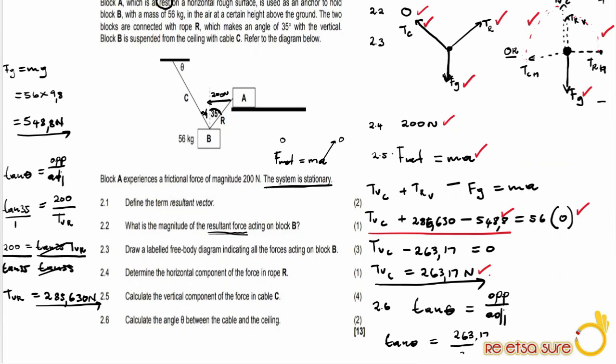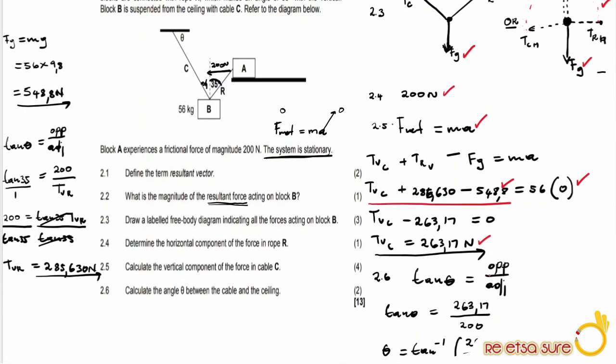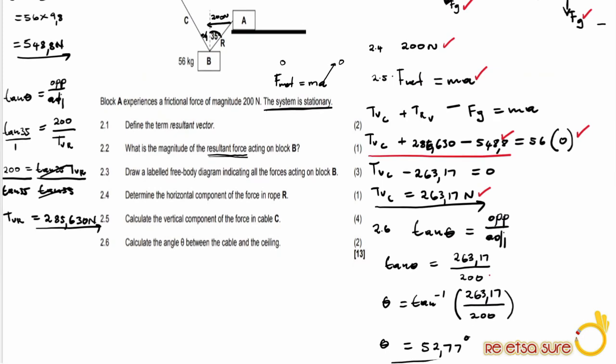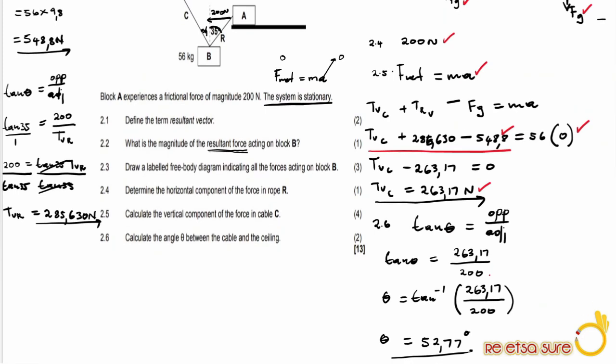Okay. And then when we get to the last question, which is 2.6, we were asked to determine the angle. Obviously, for writing tan theta is equal to 263,17 divided by 200 for substitution, you get a mark. And then for the final answer, you get a mark. And then our total in this situation is 13 marks.